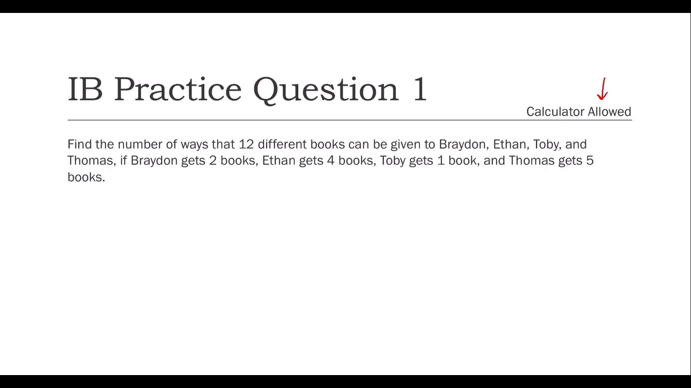So for this one, we first need to figure out if we're using permutations or combinations. So the order that someone receives a book doesn't matter. It just matters what books they have. So we're going to use a combination because order doesn't matter.